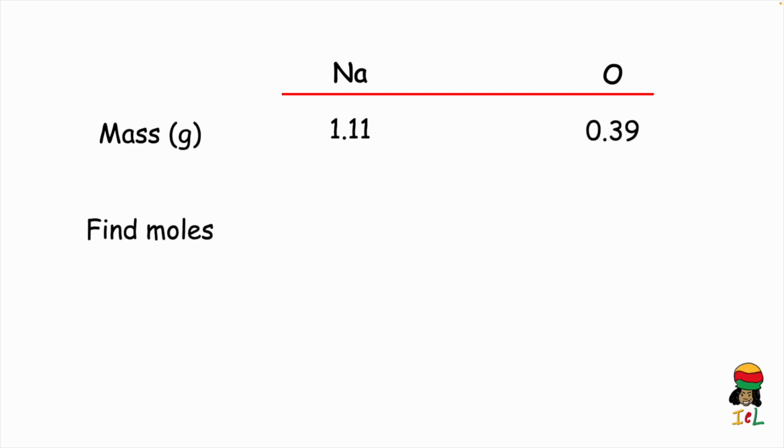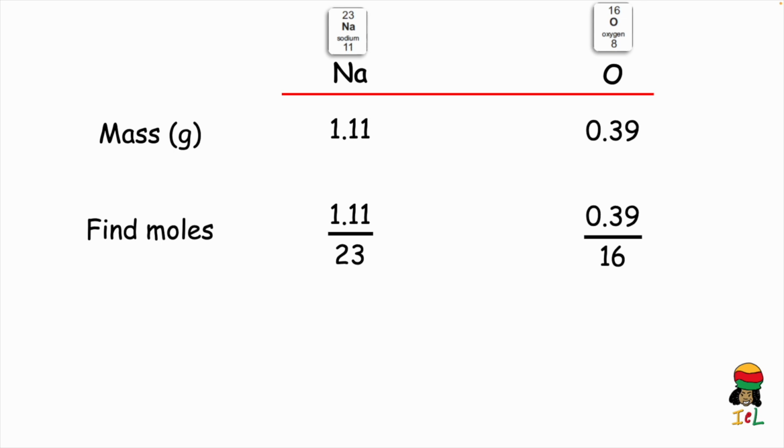Step 3, we find the number of moles by dividing the given mass of each element by its molar mass. The molar mass is the mass of 1 mole of the element, and we obtain that value from the periodic table, which is the mass number of the element. So for sodium, the mass of 1 mole is 23. For oxygen, the mass of 1 mole is 16. Consequently, to find the moles, we will have for sodium 1.11 divided by 23 and for oxygen 0.39 divided by 16. The answers are in moles. Sodium has 0.048 moles and oxygen 0.024 moles.